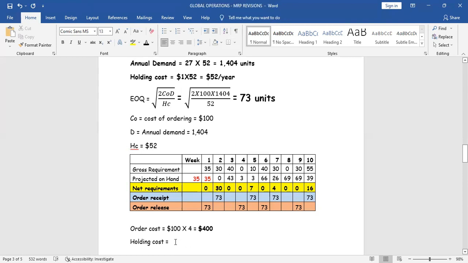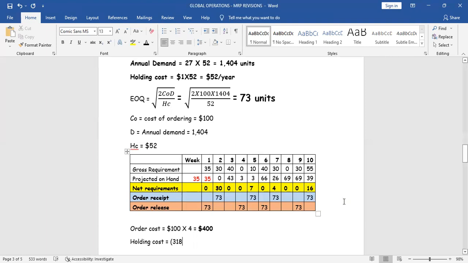So we need to add those. So let me add 43 plus 3 plus 3 plus 66 plus 26 plus 69 plus 69 plus 39. I have 318.